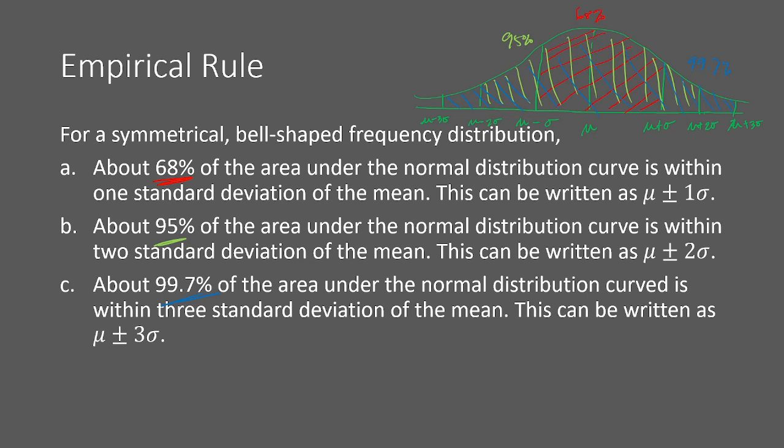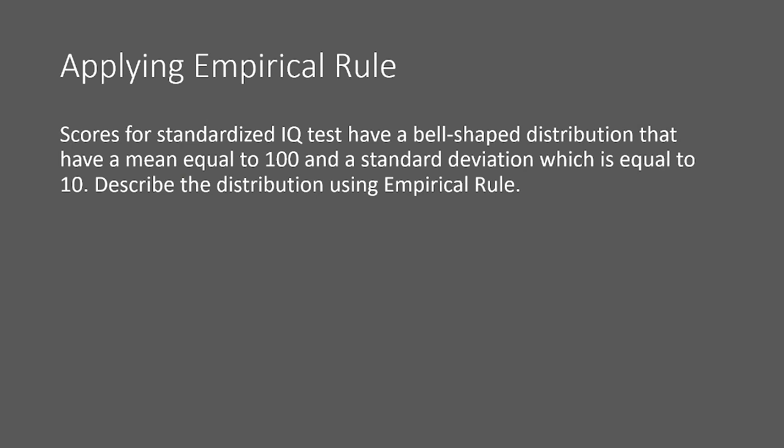And to illustrate how we can use our empirical rule, I have here an example. Scores from standardized IQ tests have a bell-shaped distribution with a mean equal to 100 and a standard deviation equal to 10. Describe the distribution using the empirical rule. So being this is bell-shaped, ibig sabihin we can use our empirical rule.